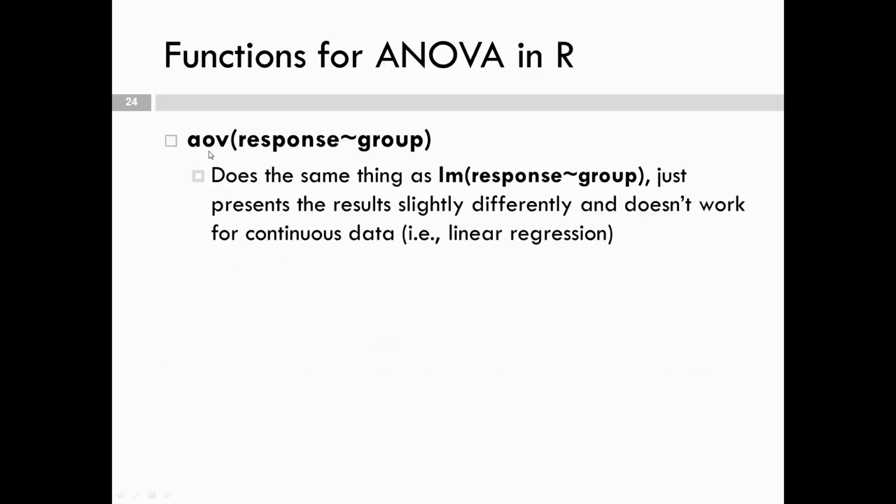And you can also use this function, AOV, which stands for analysis of variance. And this essentially does the same thing as this linear model. It just presents the results slightly differently, and doesn't work for continuous data. And so again, I prefer to generally use the LM function. And then if I want to print this ANOVA table and get some results that are specific to ANOVA, then I'll use this AOV command later.